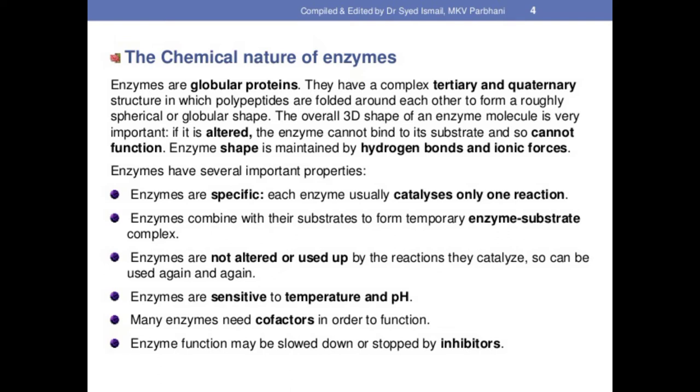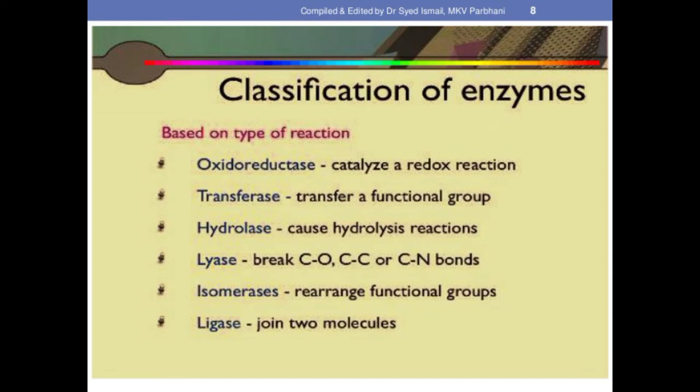Many enzymes need cofactors in order to function. Enzyme function may be slowed down or stopped by inhibitors. What is the classification of enzymes? Classification is based on the types of reaction, and enzymes are classified into six parts. First, oxidoreductase catalyzes a redox reaction. Transferase transfers a functional group. Hydrolase causes hydrolysis reactions. Lyase breaks C-O, C-C and C-N bonds, that is, carbon-oxygen, carbon-carbon and carbon-nitrogen bonds. Isomerase rearranges functional groups, and ligase joins two molecules. That is the classification of enzymes on the basis of types of reaction.